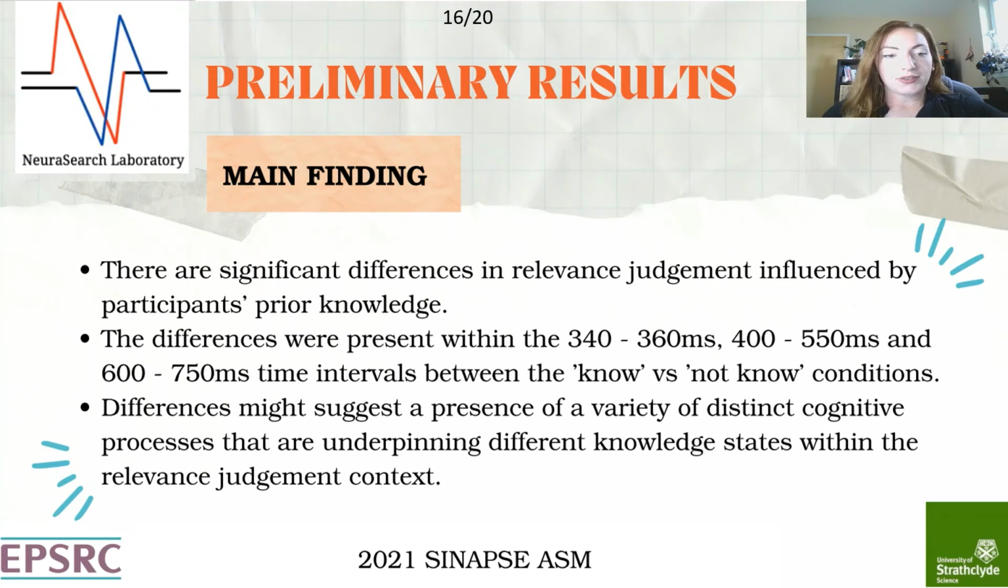What did we find? We found that there are significant differences in relevance judgments influenced by participants' prior knowledge. Differences were present within the 340 to 360 millisecond, 400 to 550 millisecond, and 600 to 750 millisecond time intervals between the knowledgeable versus not knowledgeable conditions. These differences might suggest the presence of a variety of distinct cognitive processes that are underpinning different knowledge states within the relevance judgment context.